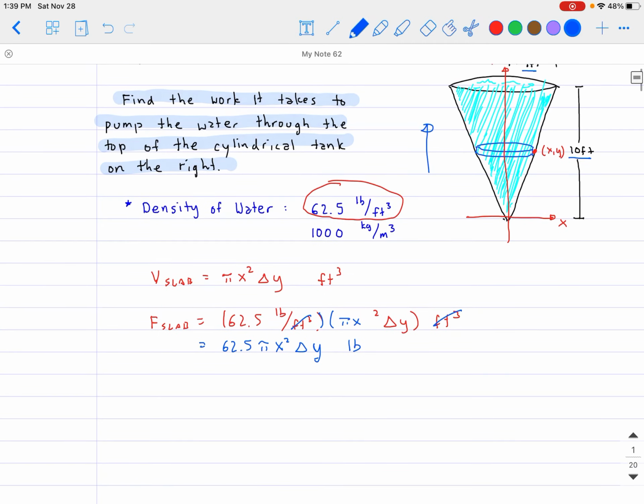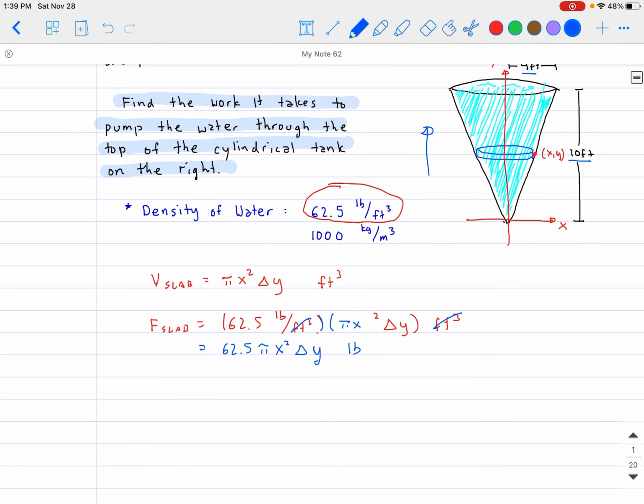All right, now that we have the force of the slab, if you remember, work is equal to force times distance. So I need to figure out what is the distance that that slab will have to travel. Now, unlike the previous problems where you only travel a small little increment, here we're going to take that entire slab and travel it all the way up to the top, because we're just going to assume that when you pump it up, the slab is not going to change its dimensions at all whatsoever.